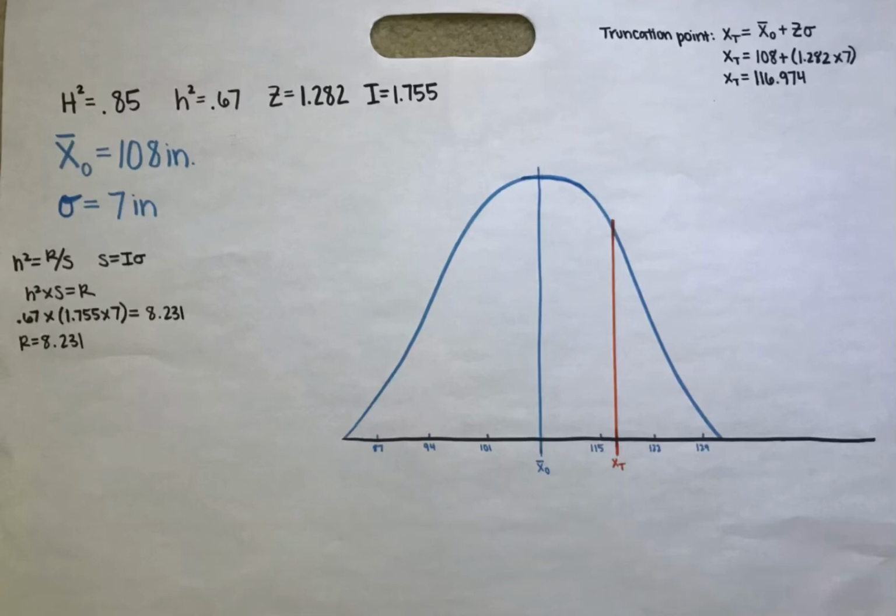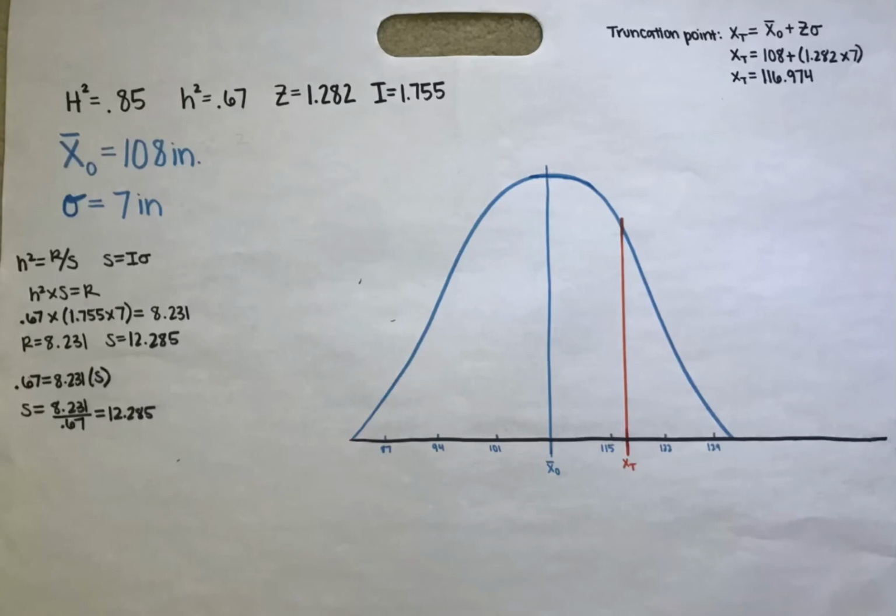Using my realized heritability, which is equal to the response to selection divided by the selection differential, I was able to calculate that the response to selection of my offspring generation should be 8.231. I used the same formula for realized heritability and solved for S to find that my selection differential was 12.285.